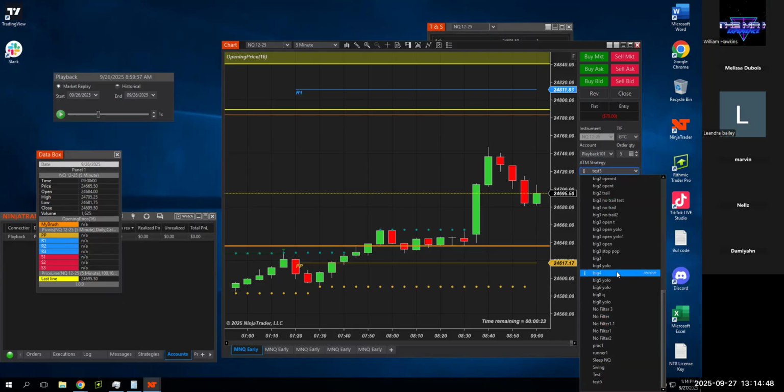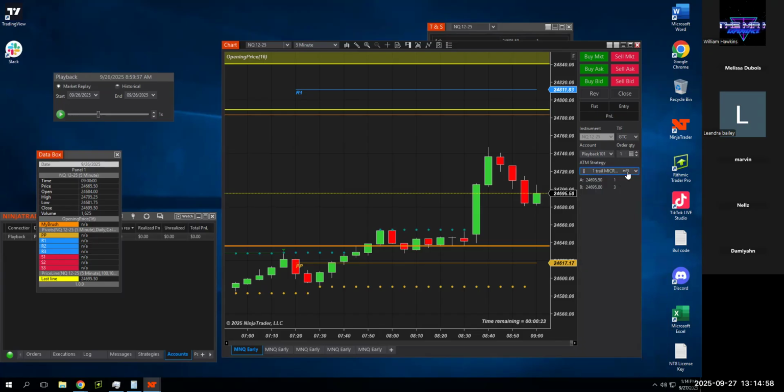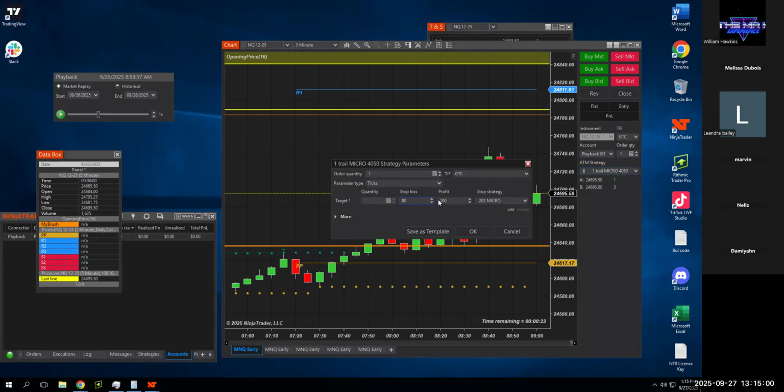ATM strategies are really important. When I first started, you see how these are all ATM strategies that I have. I have an ATM strategy for everything, even my overnight trades. I'll place a trade before I go to bed in micros. I'll do one micro and place the trade at negative 80 ticks. That's only $40. You're only risking $40.